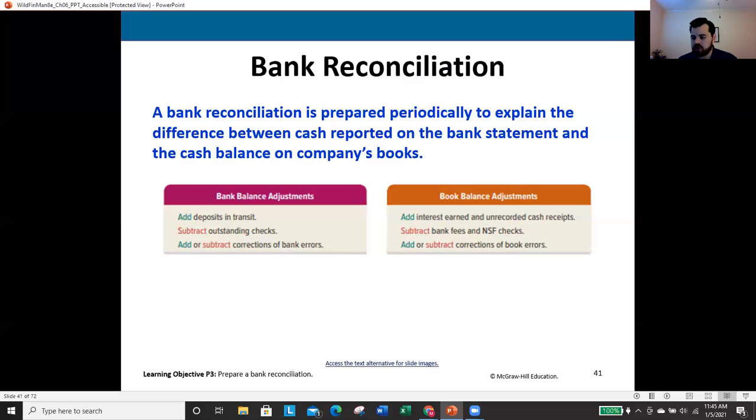But that is what a deposit in transit is. It is where the company put the money in the bank, but the bank does not know about it yet. So the bank needs to make an adjustment.